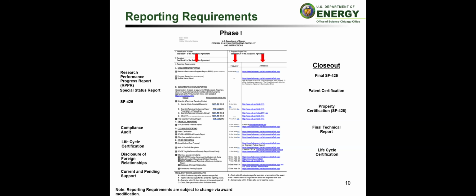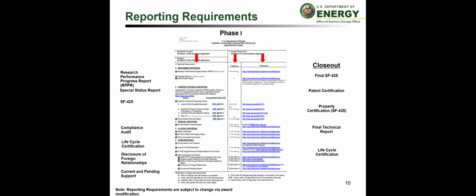The next big one that affects you is the Standard Form 425, or the Financial Status Report. During the course of your phase 1, you're going to be submitting this on a quarterly basis, and that's a calendar quarter. That financial report is due 30 days after the quarter ends. So 30 days after March 31st, June 30th, September 30th, and December 31st. Those are the end of the calendar quarters.